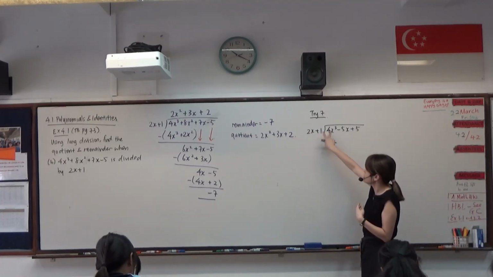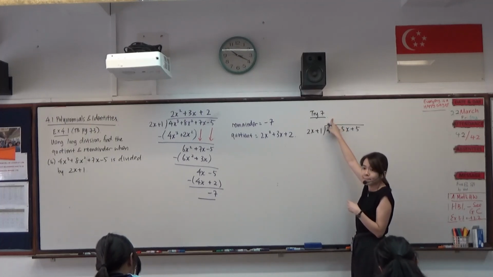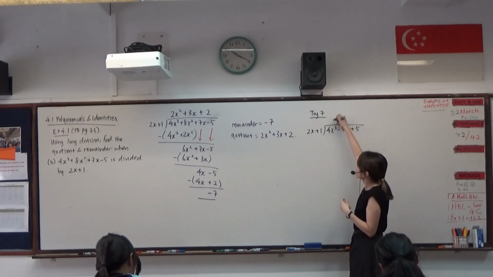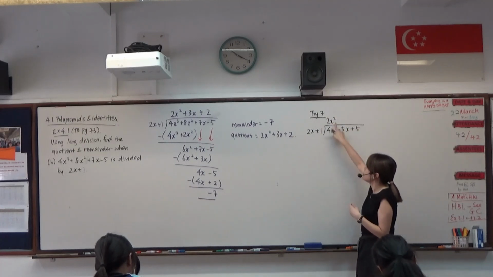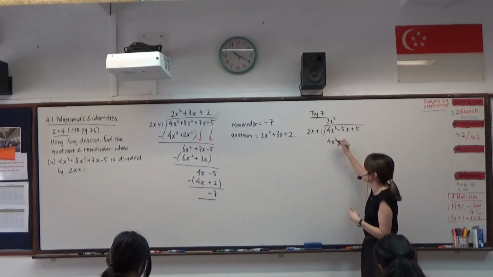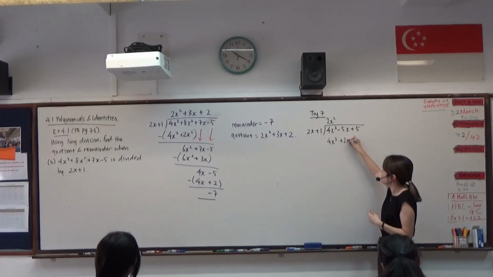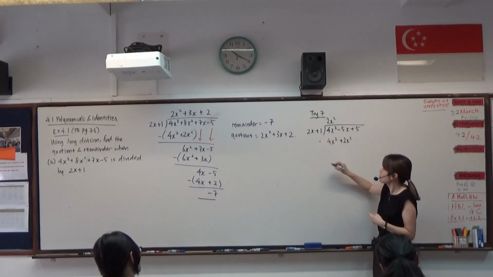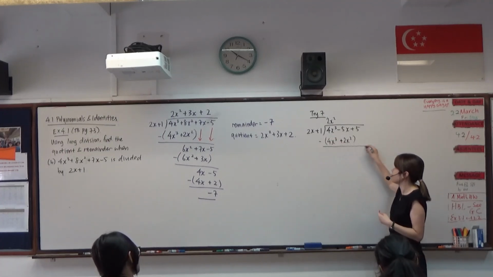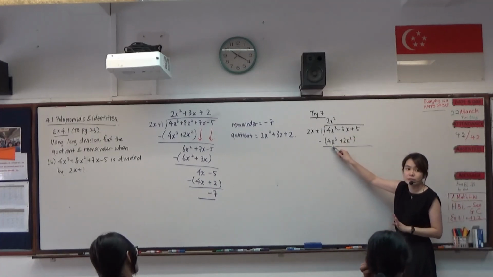So again, 4x cubed. To get rid of this, what do I need to multiply over here? 2x squared. Okay, 2x squared times 2x, then I will get 4x cubed. 2x squared times 1, I will get a positive 2x squared. Okay, minus like that. So 4x cubed minus away 4x cubed, there's no more.